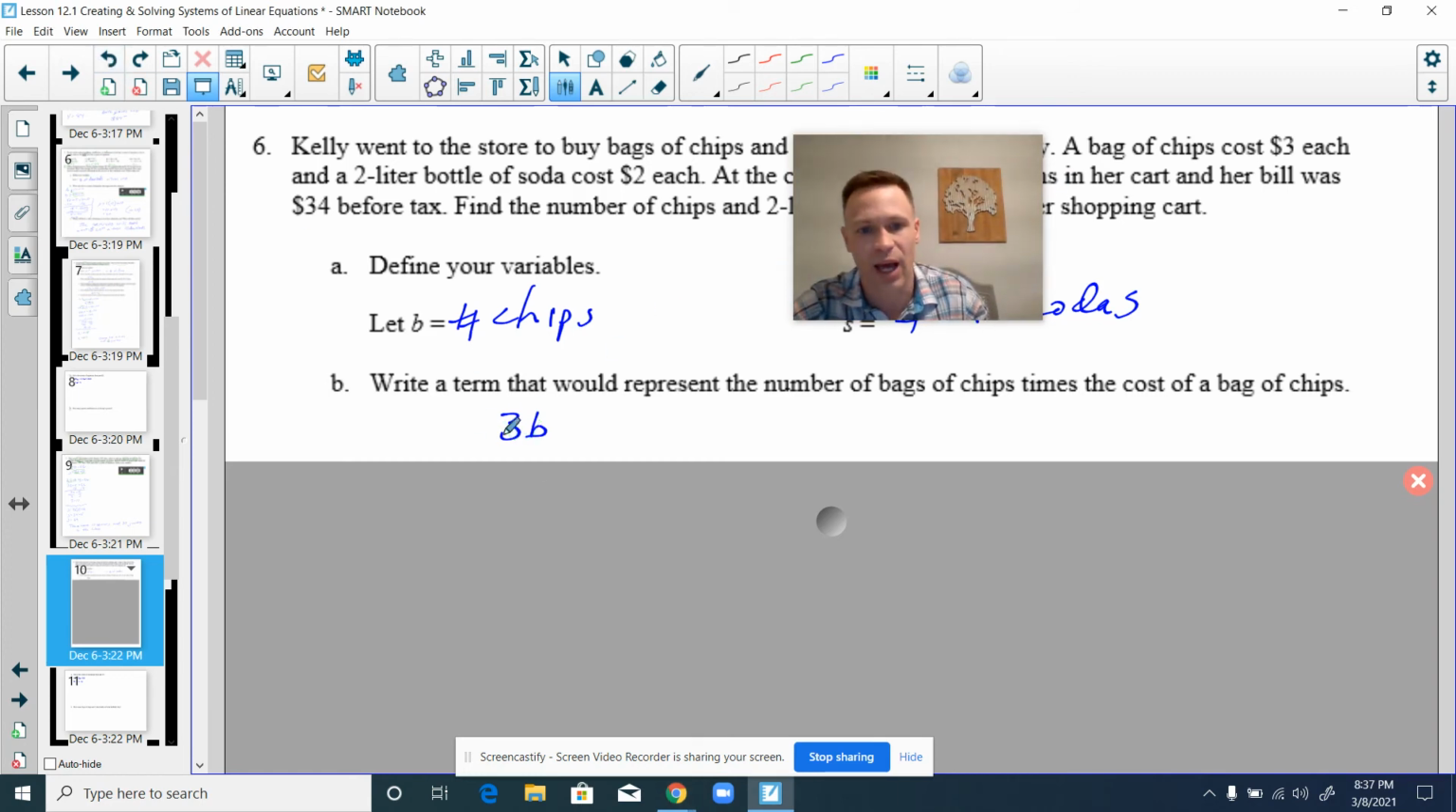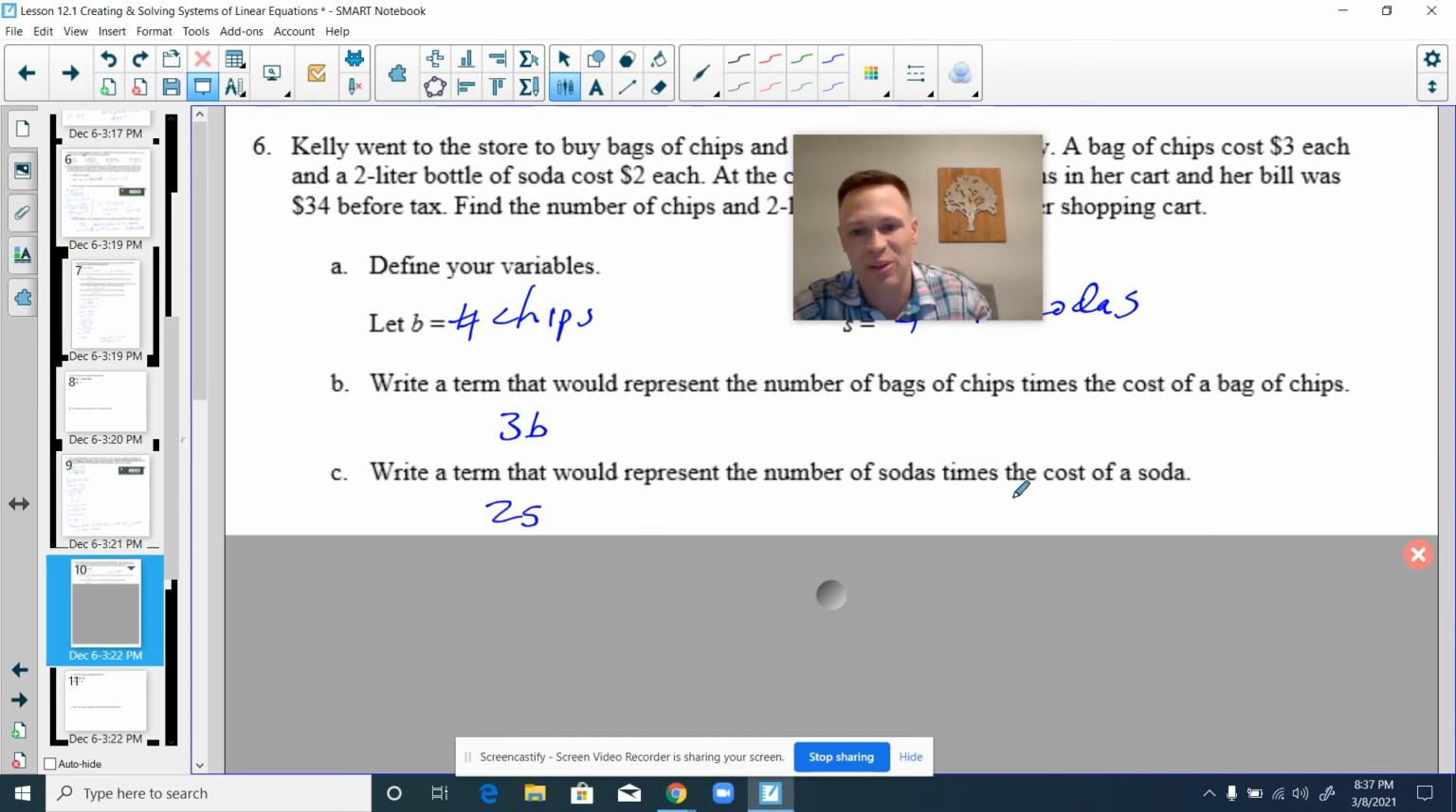3B. So it's $3 times the number of bags of chips. Then write a term that represents the cost of soda. Cost of soda is $2. S is the number of sodas, so it's 2 times S. So 3 is the cost for each bag of chips and 2 is the cost for each soda, respectively. So that's how we get the 3B and the 2S.